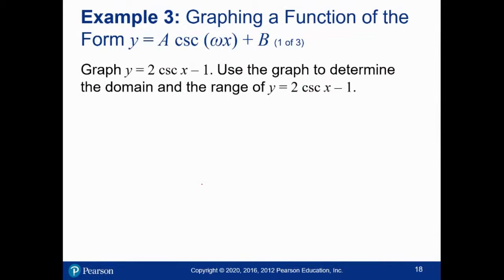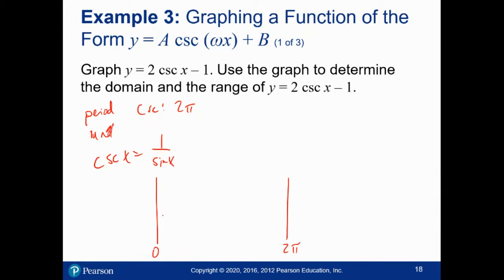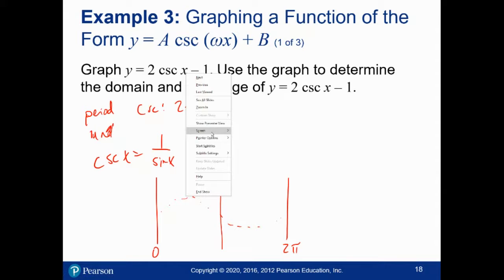So try to graph 2 times cosecant x minus 1, and then determine domain and range. First I'm going to say the period of cosecant is 2 pi, and this is unchanged here. So my cosecant curve is 1 over sine. If I start at 0 to 2 pi, the sine curve has a positive hill and then a negative hill, which means my curve here has another vertical asymptote at pi. And let me switch colors so that it can be seen a little bit easier.